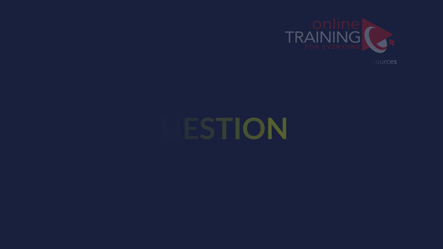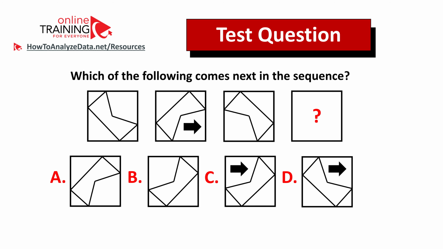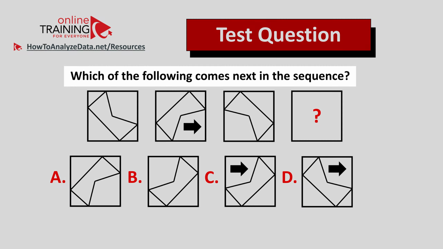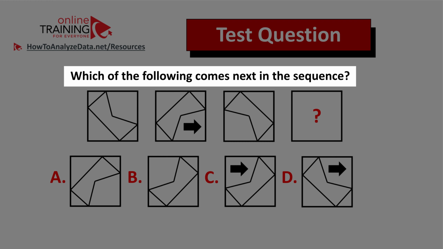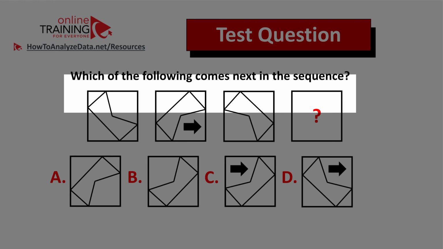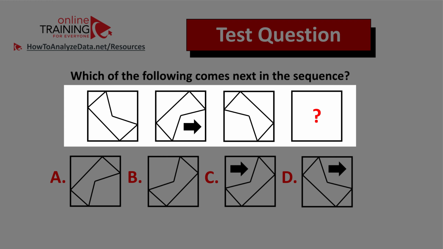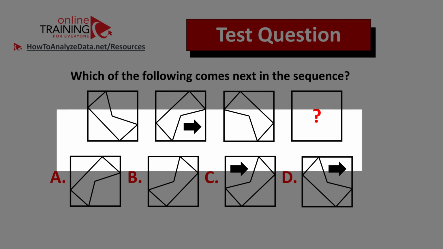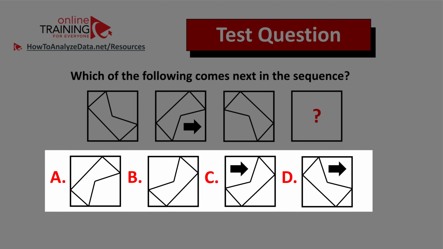Let me share with you a tricky question from the test which validates your knowledge of pattern recognition and logical reasoning. Which of the following comes next in the sequence? And you're presented with 4 squares. The fourth square has a question mark, which means that you need to figure it out. And you have 4 different choices. Choice A, B, C, and D.